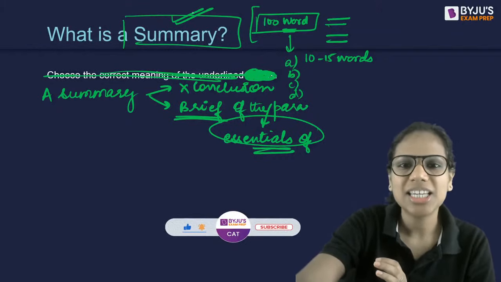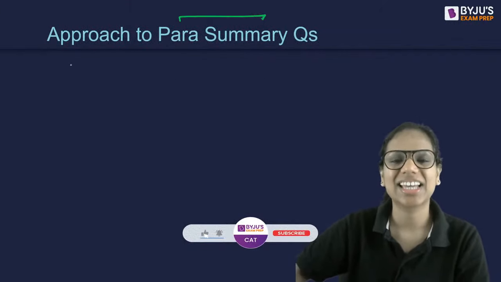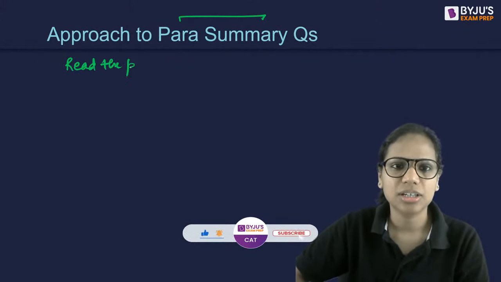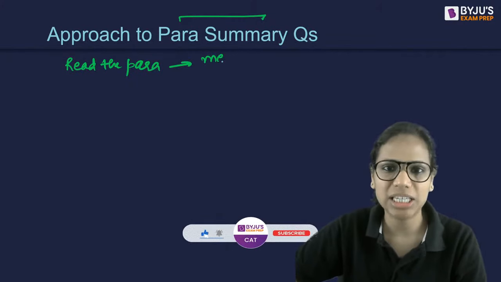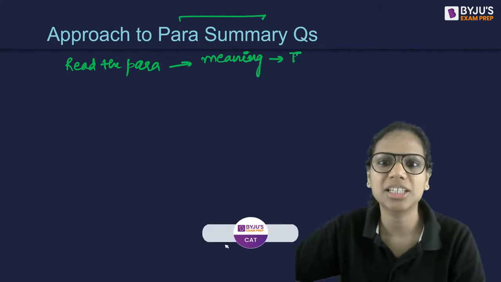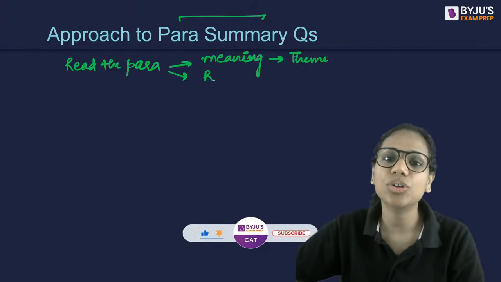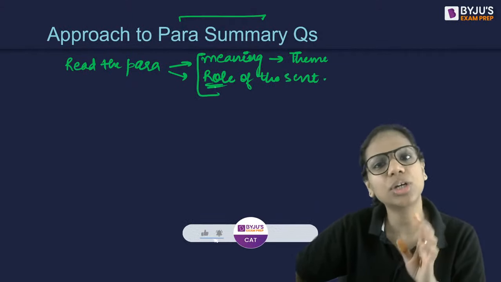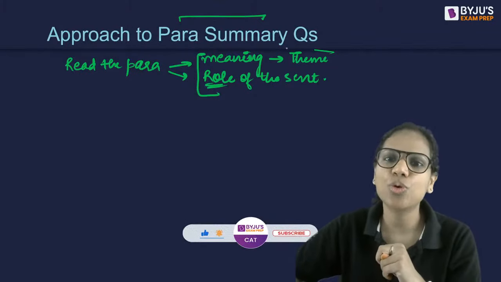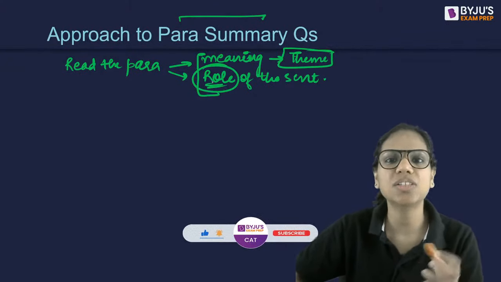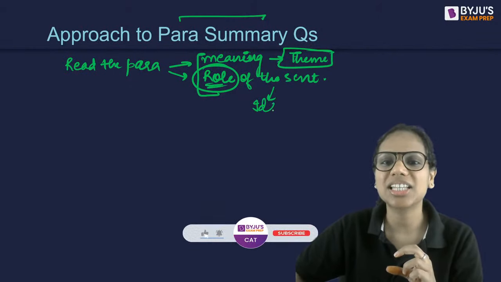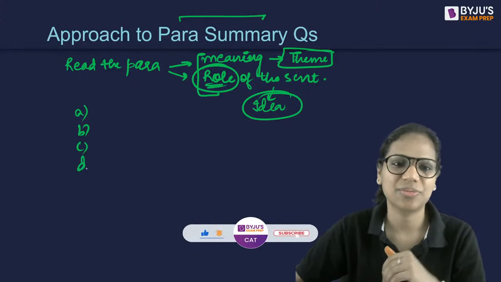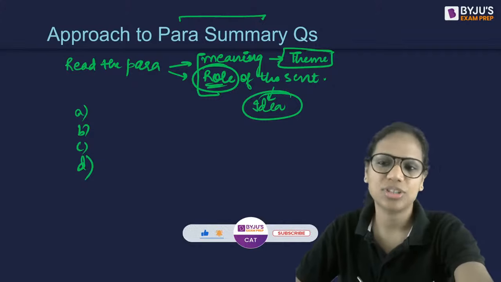now, let's see how to approach the questions. When you approach the questions, read the paragraph once to understand its meaning, basically capturing the theme. And secondly, identify the role of the sentences. Some students are able to do this in one reading. If you're not able to do this in one reading, you can read the paragraph twice. Once focus on understanding the meaning of sentences, and second, notice the role of the sentences. Which sentences are the idea sentences? Then come to the options.